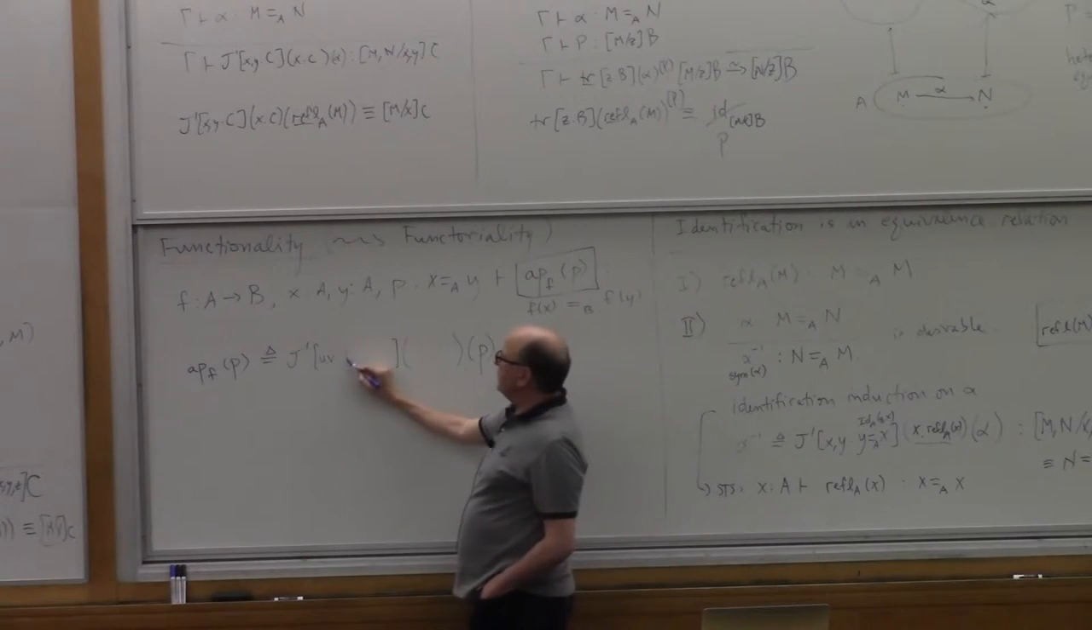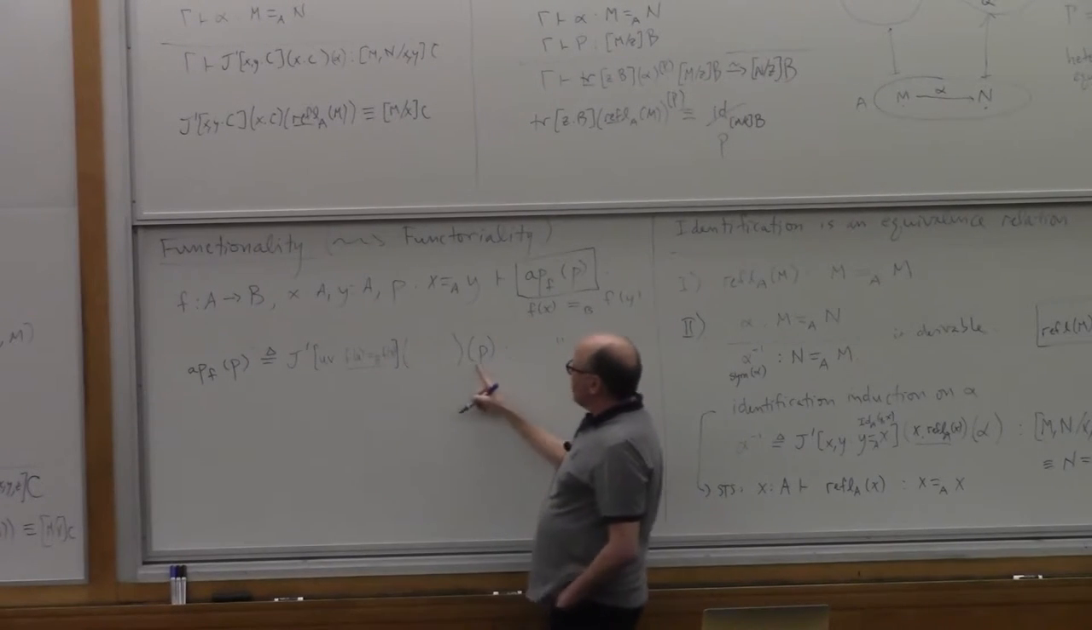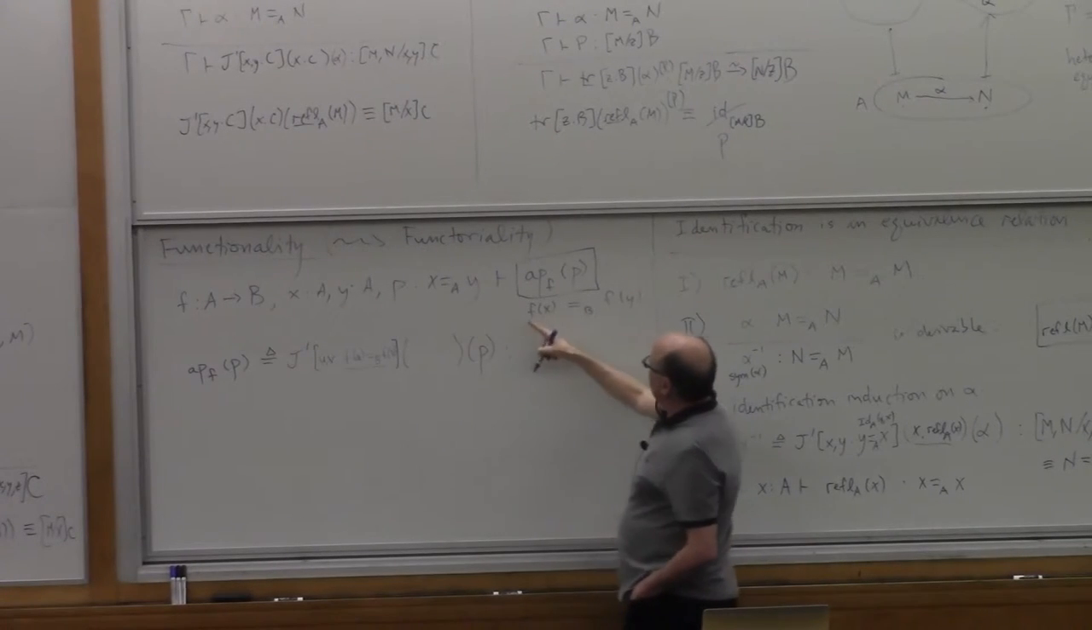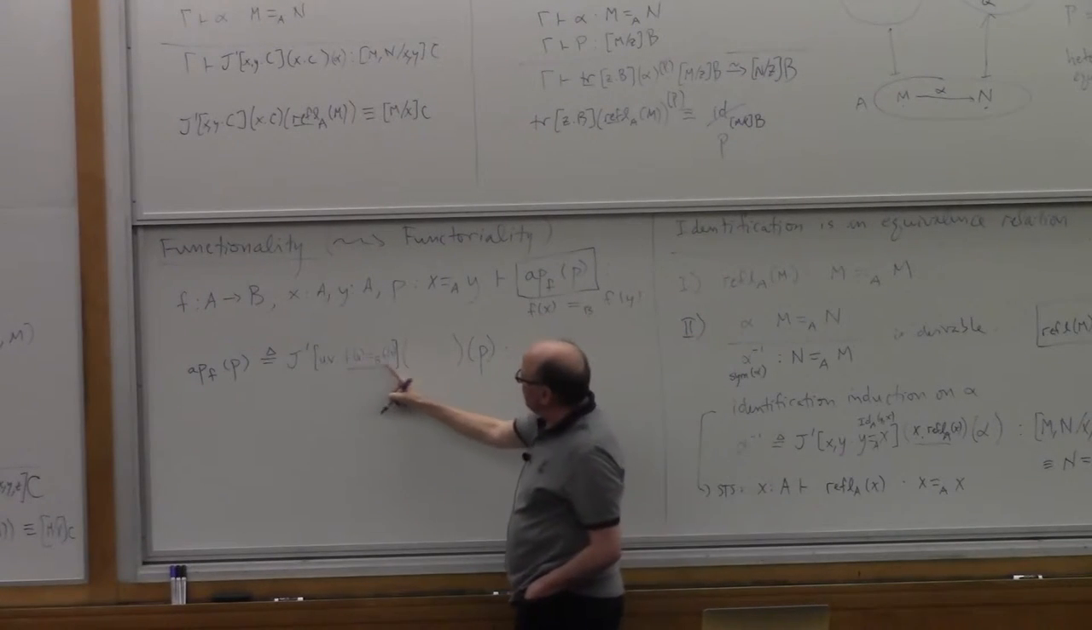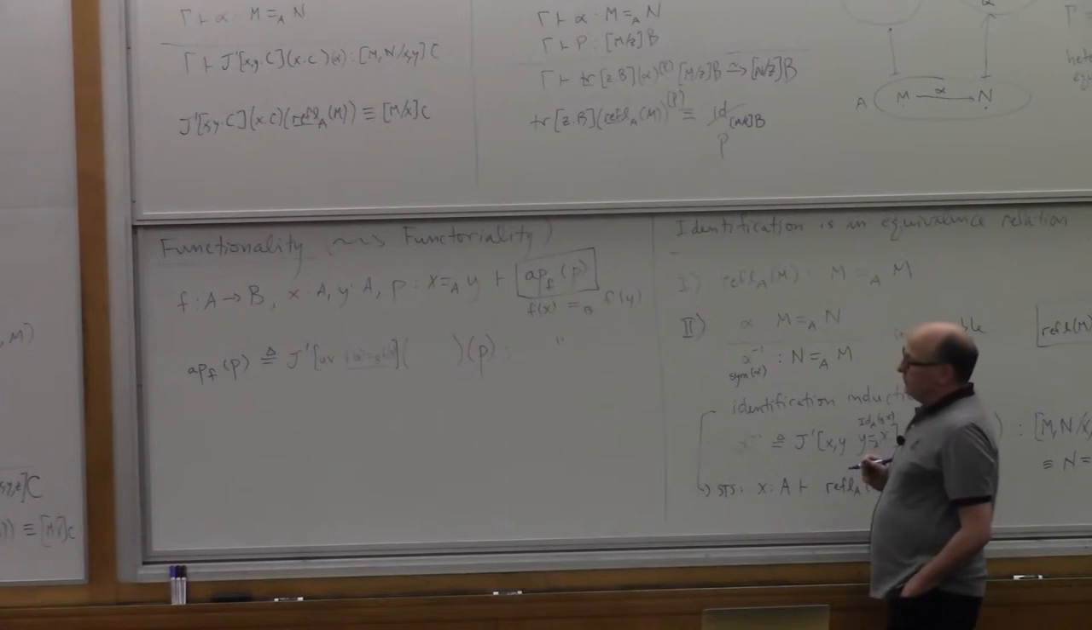Well, I claim it should be F of U is identified with F of V, because the J prime on P, which is an identification of X and Y, will plug in X for U and Y for V, and you'll get what you want. So that's a good motive.